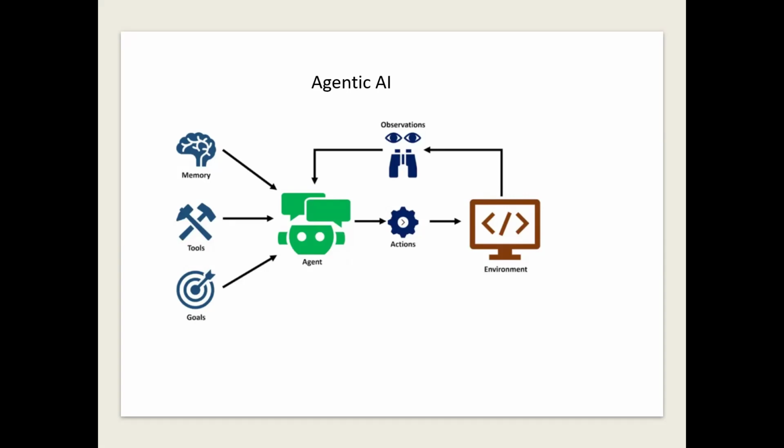And coming to the goals, these are the objectives or tasks given to the agent, which could be human-defined or self-generated through reasoning. Example: book me the cheapest flight to Delhi. So that is the goal I'm going to give it. It might be predefined or self-generated through reasoning.